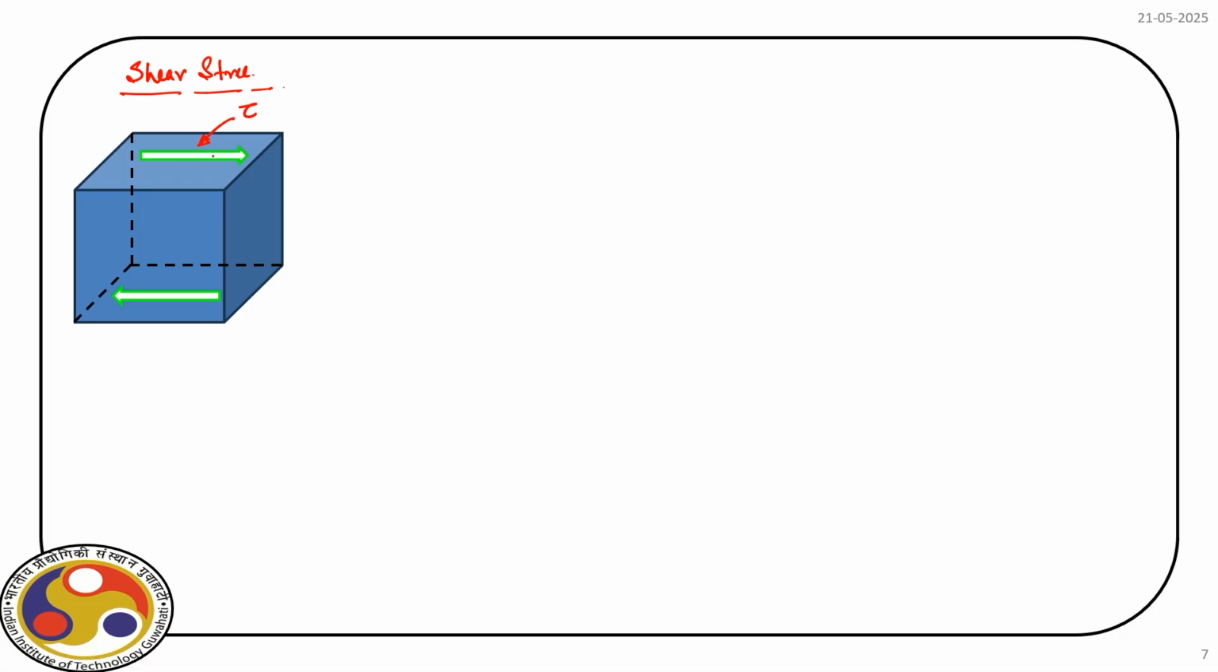And under this stress, how will the material deform? You can see the deformed shape of the material which is shown here. So, what we get is the average shear stress, tau average, is equal to, again, V is the force acting over the area. So, it is V by A.